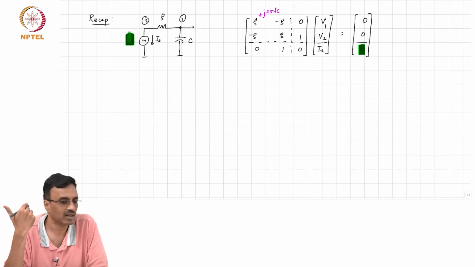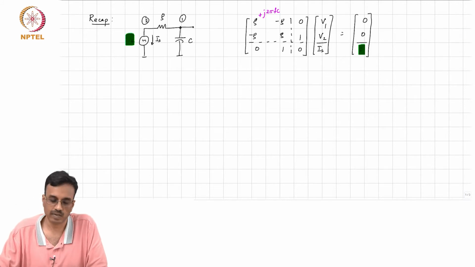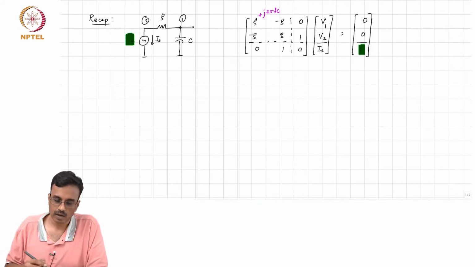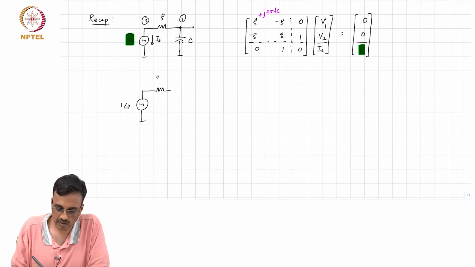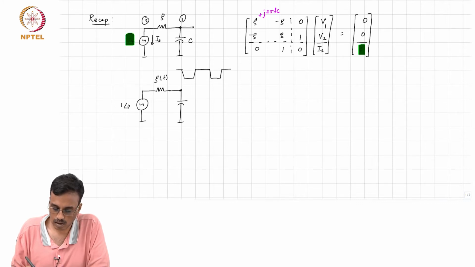So we've seen this already in great detail. Now the question is, what happens when you have a periodically time varying network? So this is G of t, which is doing some periodic variation.